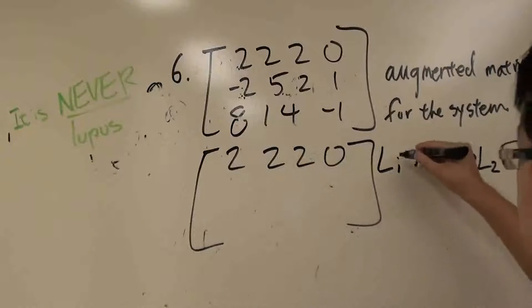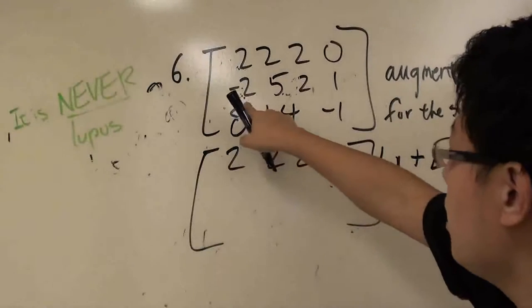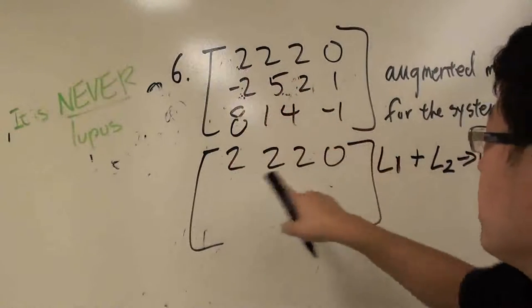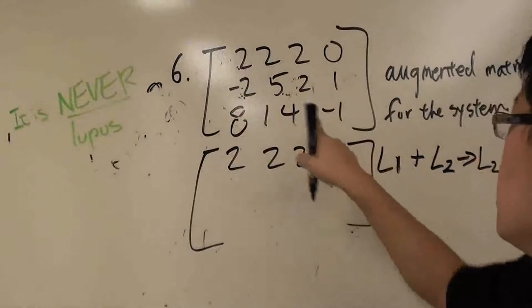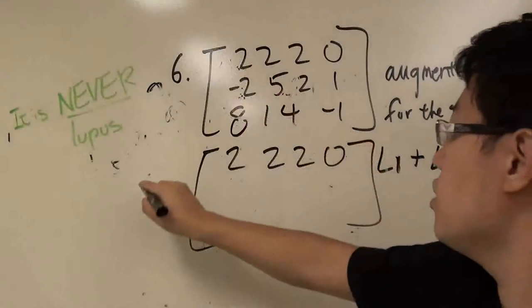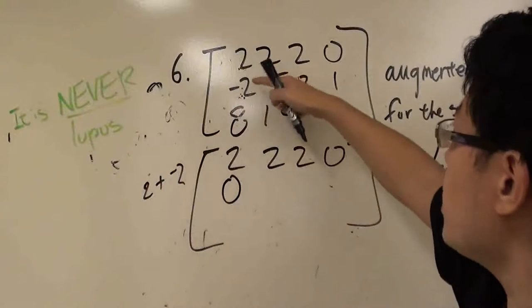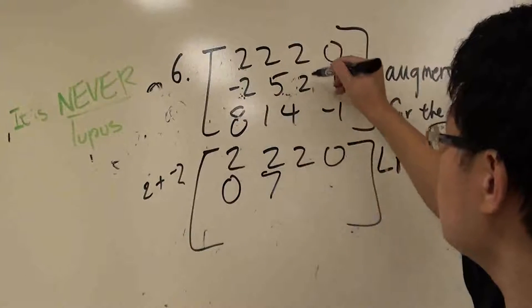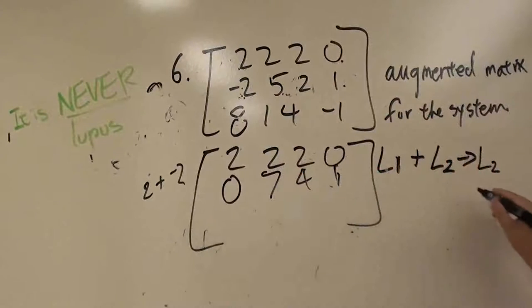Now, would this work to get rid of this leading entry? Yes, because if it's line 1 plus line 2, 2 plus negative 2 becomes 0, which is the new line 2. So we're going to do that: line 1 plus line 2. 2 plus negative 2 is 0. Now that this works, we have to do the same thing on all the sides. 2 plus 5, 7. 2 plus 2, 4. 0 plus 1, 1. We did the same thing to redefine line 2.